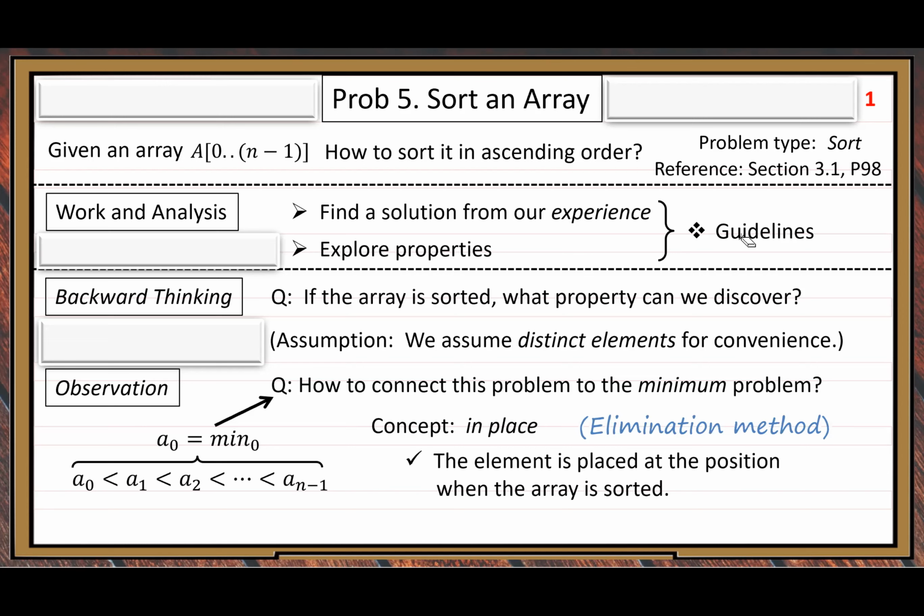And here we also use the elimination method. Although it's a simple version, another time we use the elimination method, because after we put the first element in place, we can eliminate it from consideration. We do not need to consider A0 anymore. We eliminate it. In that way, we reduce the problem size. The problem size gets smaller and smaller. Then after we reduce to the last element, trivial, nothing to do. Question?